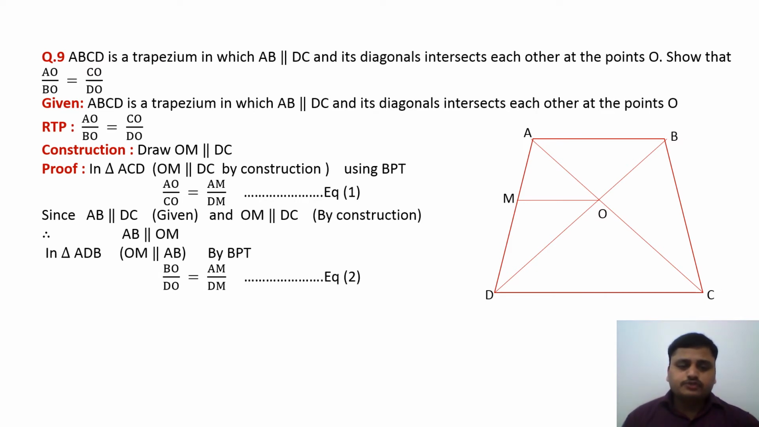Now we will use equation 1 and 2 because AM by DM will be cancelled from both. So using 1 and 2, AO by CO is equal to BO by DO. As per the requirement of the question, we will interchange their places, so it will become AO by BO is equal to CO by DO. In this way, we will prove this question.